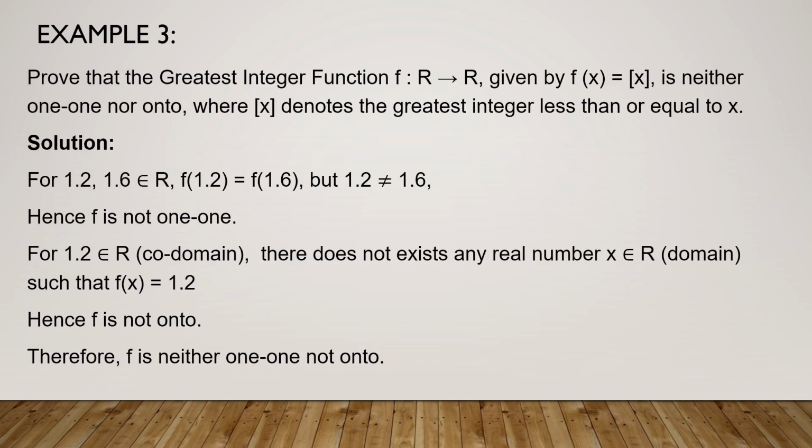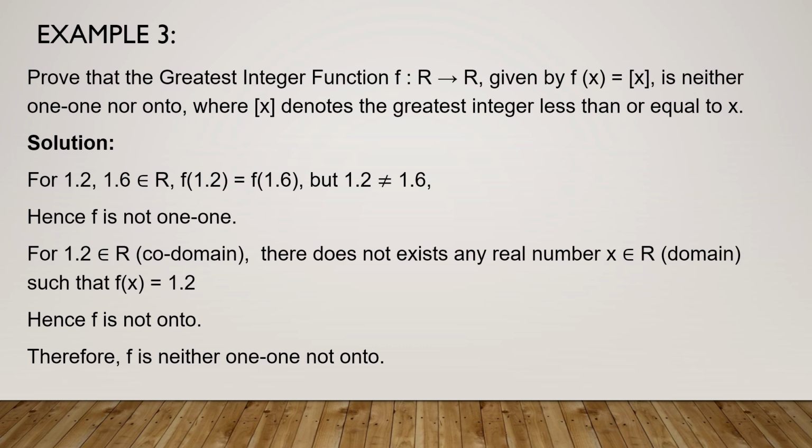Next example. Prove that the greatest integer function (GIF) f from R to R given by f(x) = [x] is neither one-one nor onto, where [x] denotes the greatest integer less than or equal to x. First thing is, I hope the GIF function is clear. Suppose I have 5.6, the greatest integer less than or equal to it is 5. So 5.6 will amount to 5 and 5.4 will also amount to 5. So the greatest integer function denotes the greatest integer less than or equal to x.